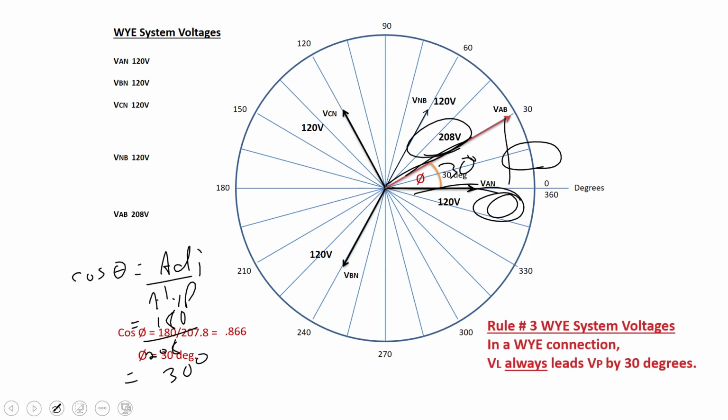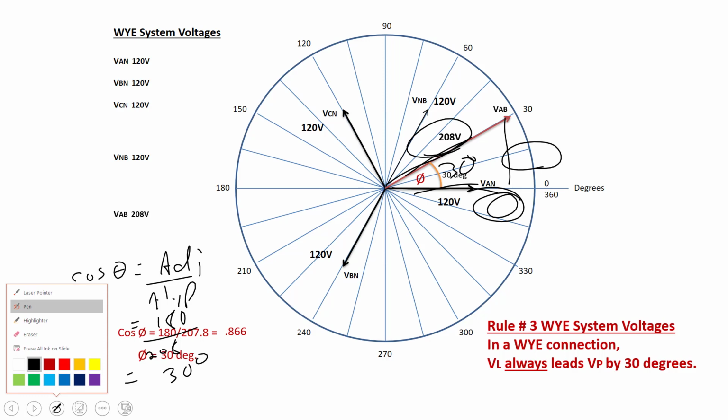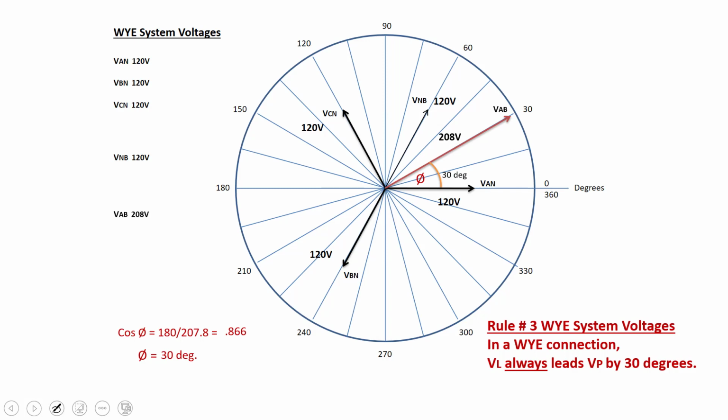Okay, so 30 degrees. Now I'm just going to erase this screen for a sec. This isn't a coincidence. When we add up the two voltages, VAN and VNB, we're always going to get our line voltage at 30 degrees ahead of VAN. So this would be rule 3 for Y. In Y system voltages, in a Y connection, V line always leads V phase by 30 degrees.